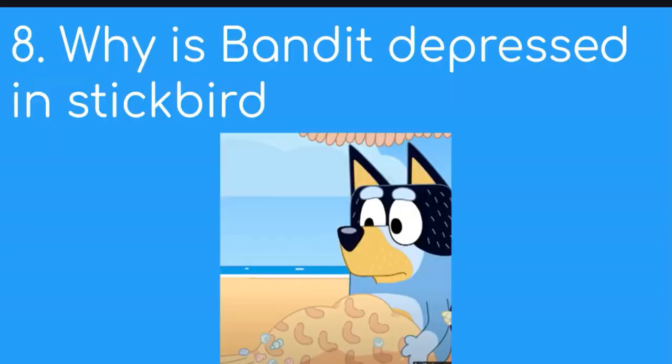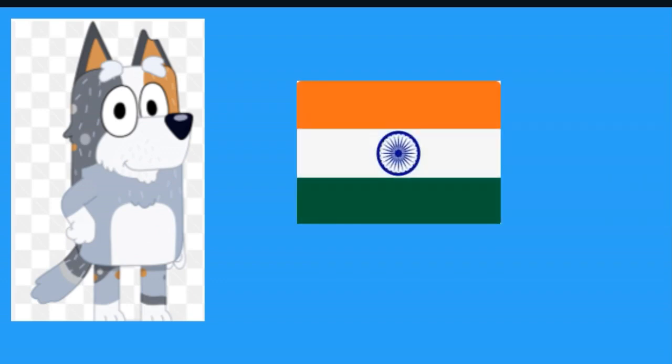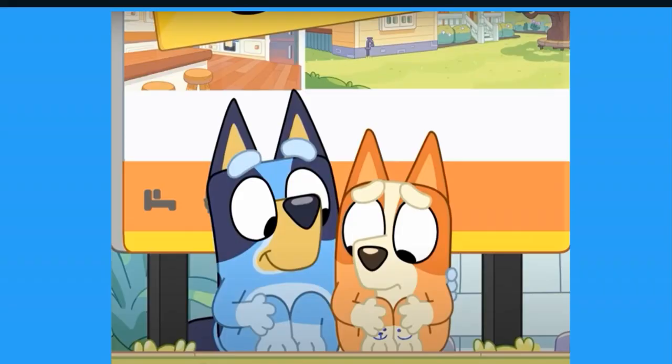8. Why is Bandit depressed in Stickbird? If you watch Stickbird, we have three reasons why we think he is depressed. One is that he doesn't know where his dad is, or he thinks his dad is dead, but we all know that if you watch The Sign, the 28-minute episode, he was in India. Or it could be that he was sad that he had to sell his house, which is pretty sad, to be honest. Or the beach gives him a bad or sad memory.